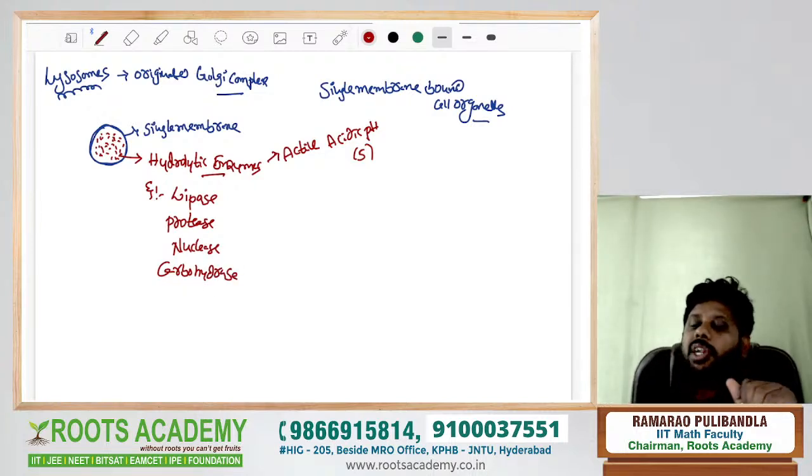Acidic pH. Different types of hydrolytic enzymes like lipase, protease, nuclease, carbohydrase. These are the enzymes present inside the lysosome.